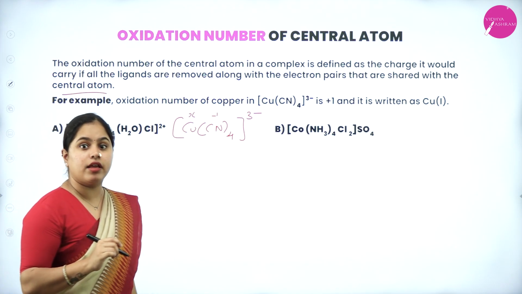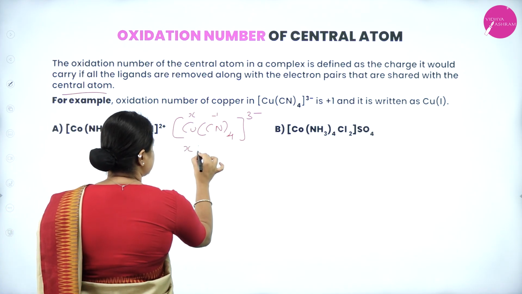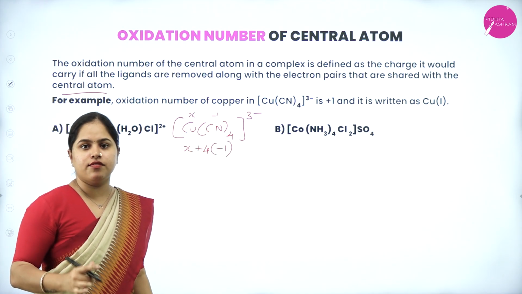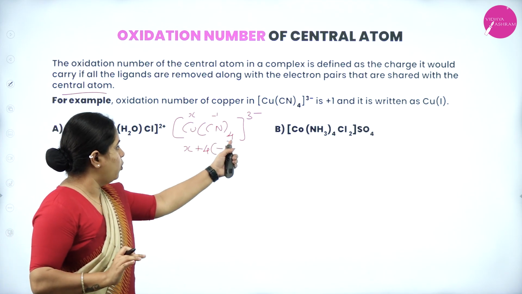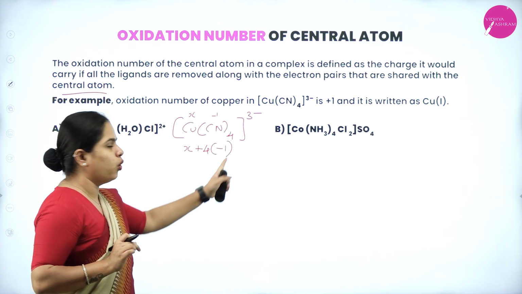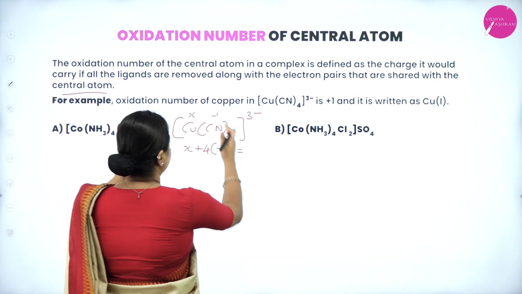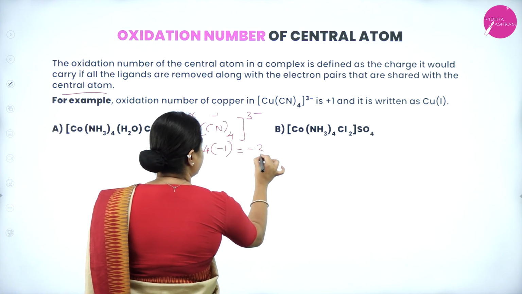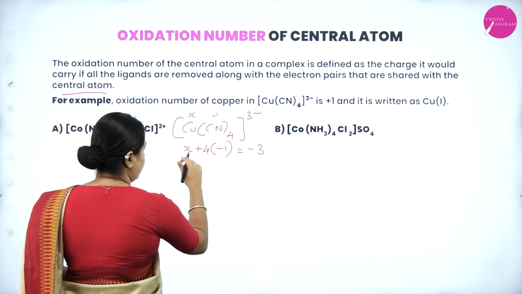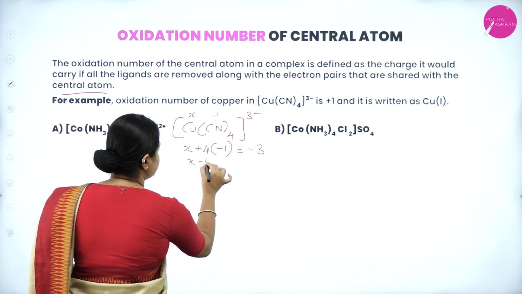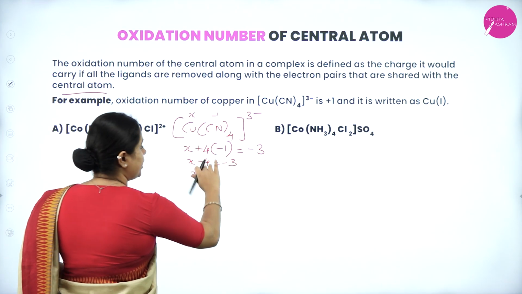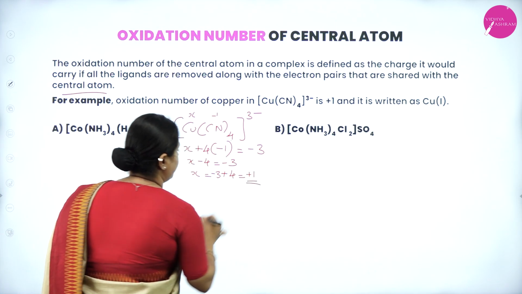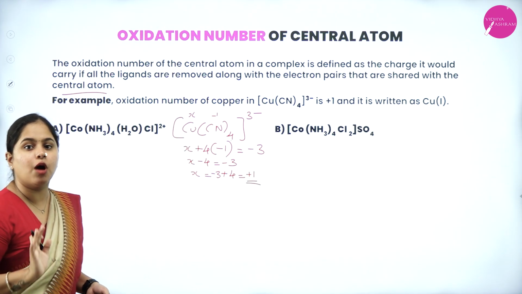So how many are there? There are 4. So can we write it as X plus 4 into -1? Each CN will carry 1 negative charge, and 4 are there. So this will be equal to the total charge of this coordination sphere, which is 3-. So I write it as -3. If we expand it, X minus 4 is equal to -3. If I take the 4 to the other side, it will become -3 plus 4, that is +1. So the oxidation number is +1. This is how we have to calculate.